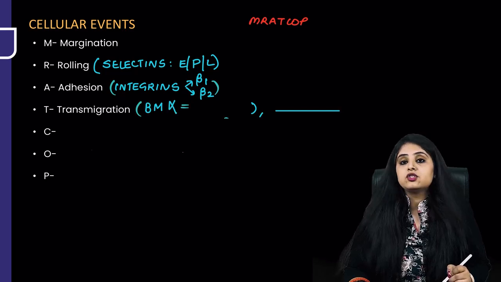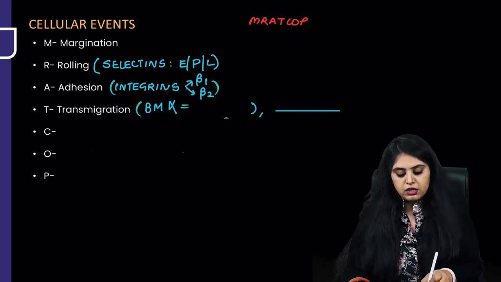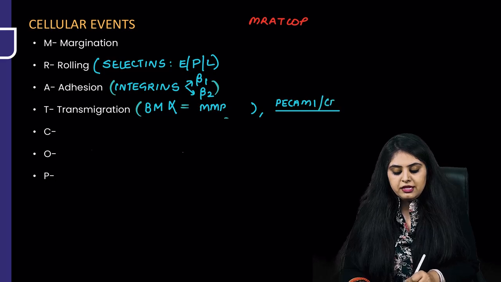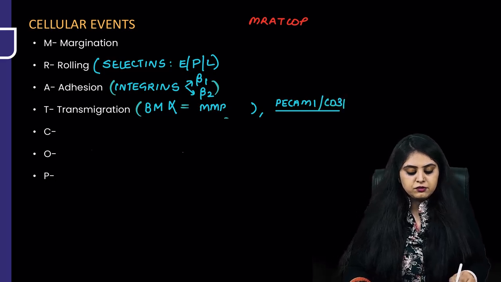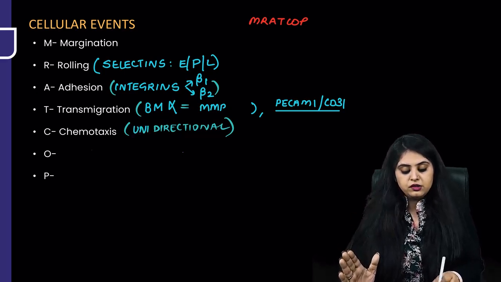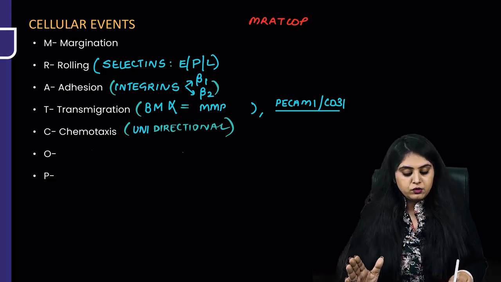Next is transmigration. You remember the basement membrane was broken down by what? Matrix metalloproteinases. And which other molecule was required? It was PECAM-1, also known as CD31. The next step was sitting in a taxi and going in one direction. So chemotaxis was unidirectional. Next one was opsonization.